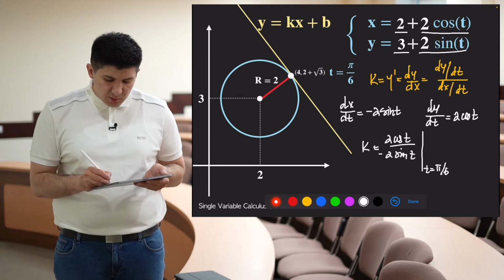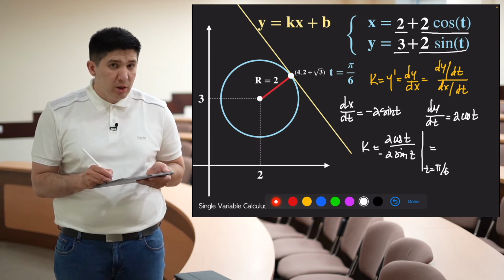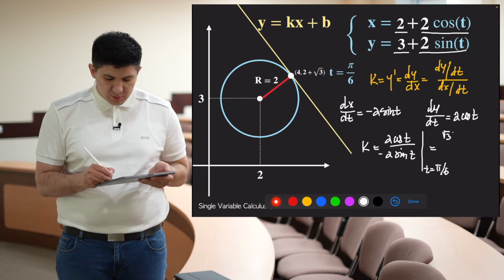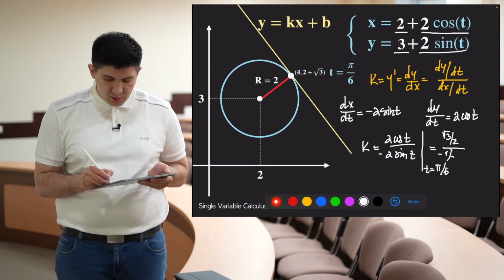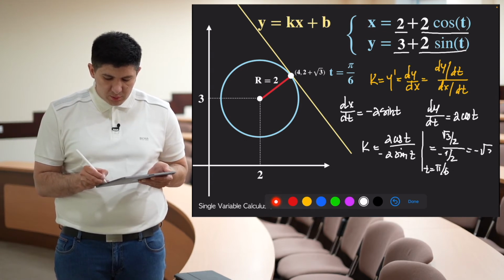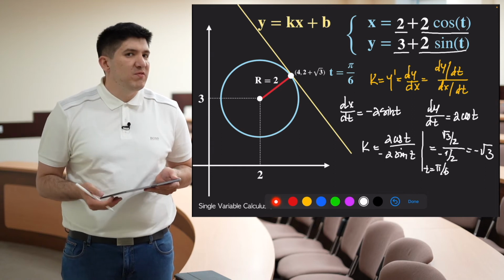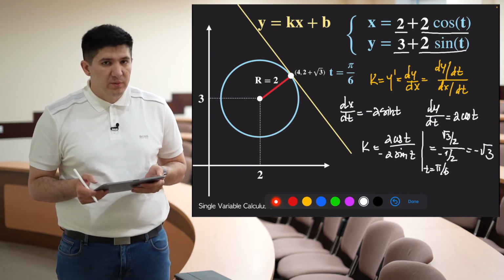So now let's substitute the pi over 6 to here. The 2 and 2 are going to be cancelled. It's going to be square root of 3 over 2 divided by minus 1 over 2. Well, that's going to be minus square root of 3. That's going to be the value for the slope of this tangent line.